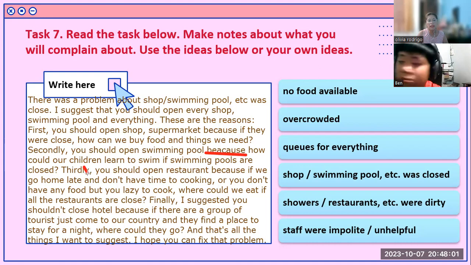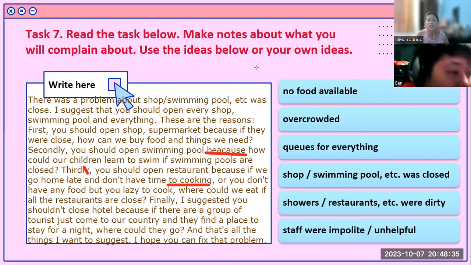Third, you should open restaurants because if we go home late and don't have time to do cooking or to cook, or you don't have any food, but you are lazy to cook. Where could we eat if all the restaurants are closed? Very good. This question, Ben, is correct. Just be careful with some of the verbs, okay?